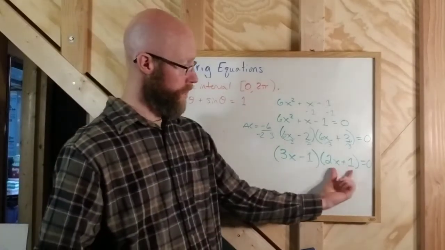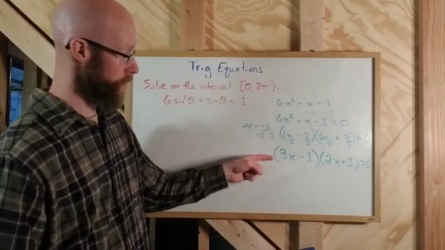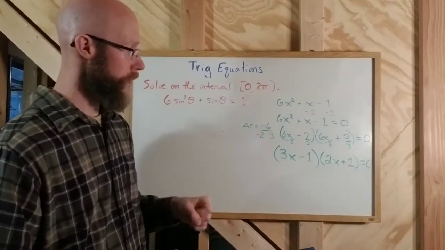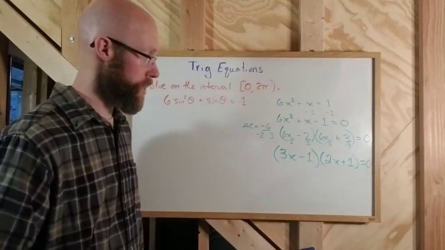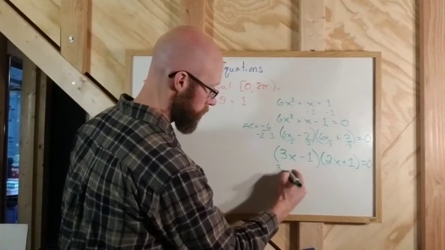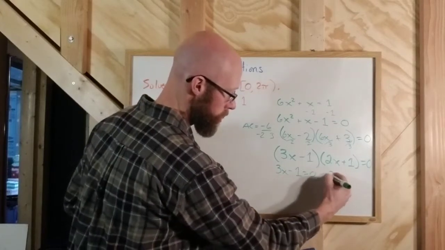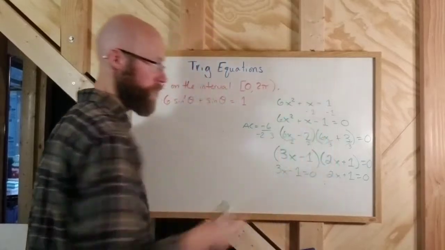So these two factors are the two factors that I would be looking for. They are the correct factored form. And then, of course, you would take those two factors and set them each equal to 0 to solve. Right? So you'd have 3x minus 1 equals 0 and 2x plus 1 equals 0, and then you go through and solve that.